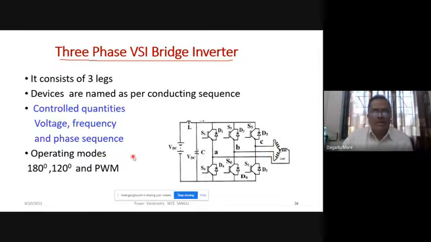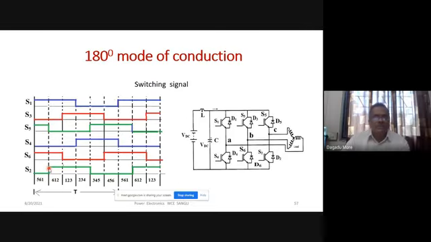Whereas operating modes of these, initially we can go for 180 degrees mode. Quickly, we have already covered this. So we are calling it the 180 degrees mode of conduction. It is also called the square wave mode of operation. So we have 2 names, either 180 degrees mode of conduction, or the square wave inverter mode, or the 6-step inverter.